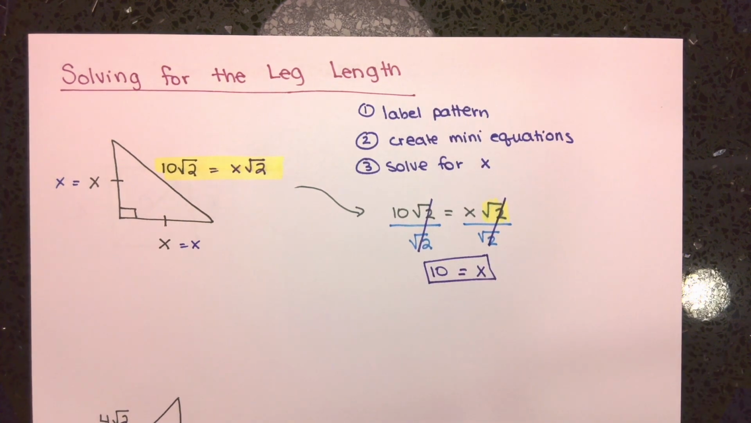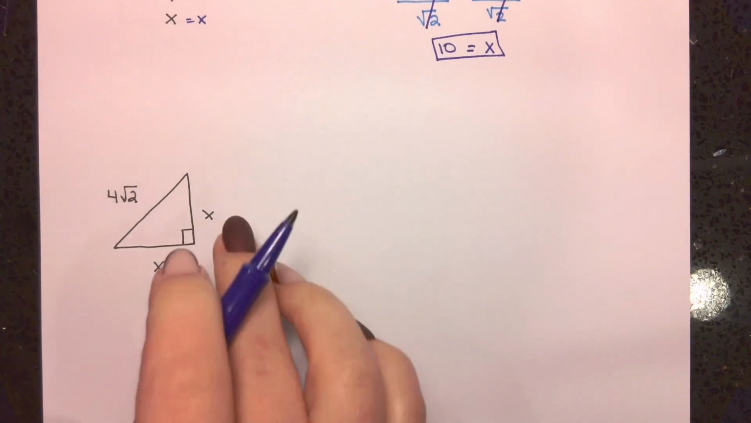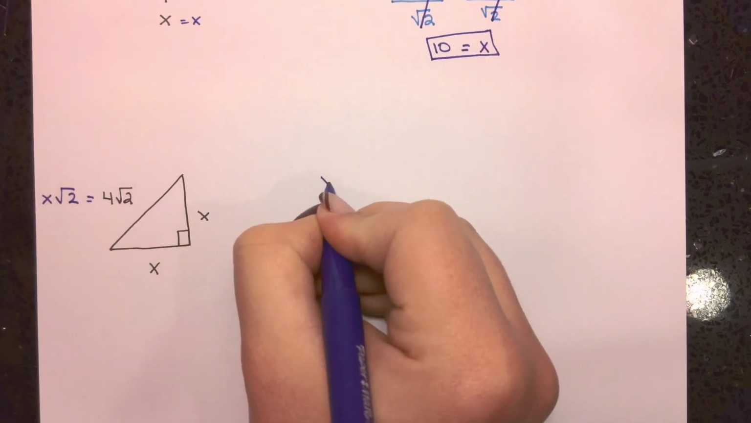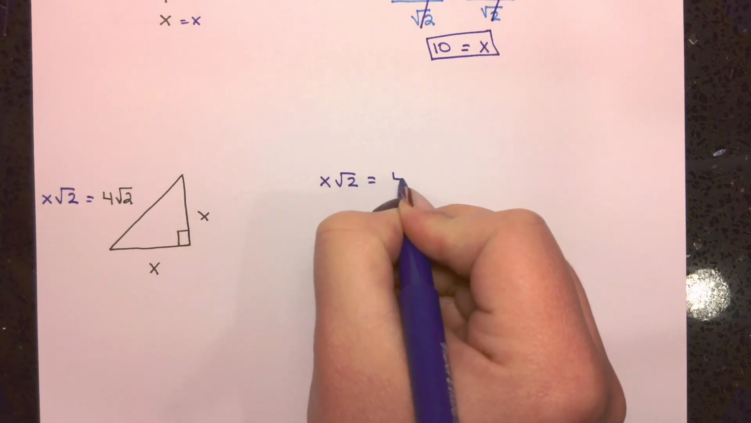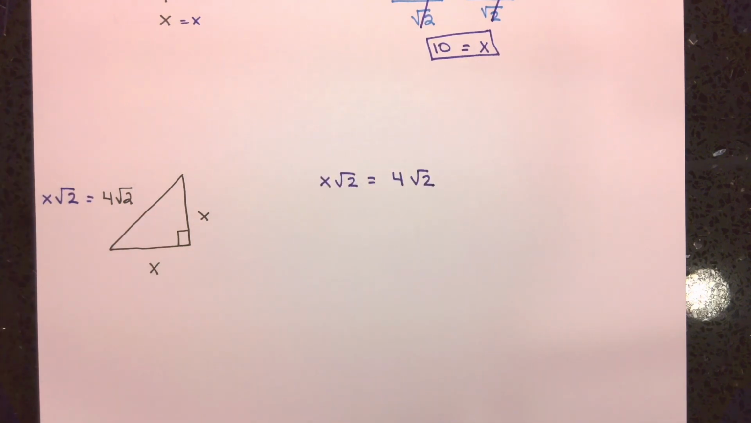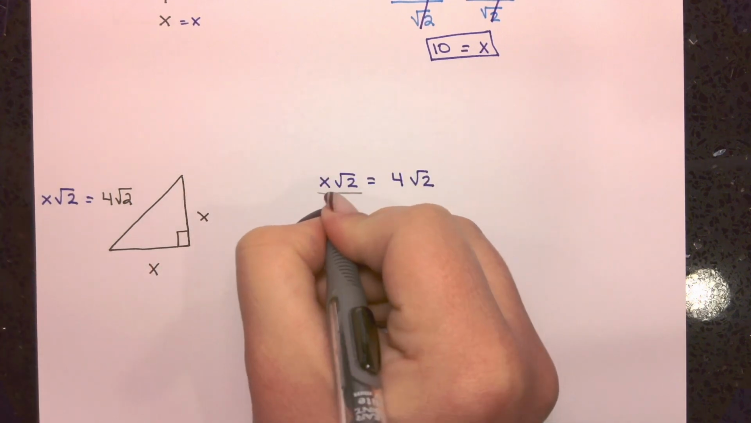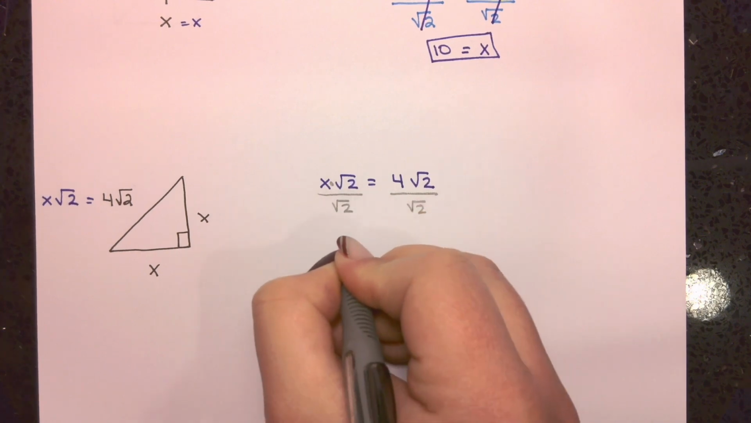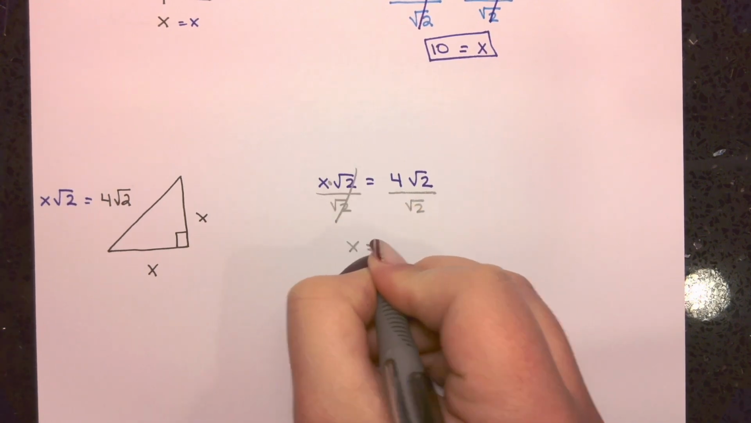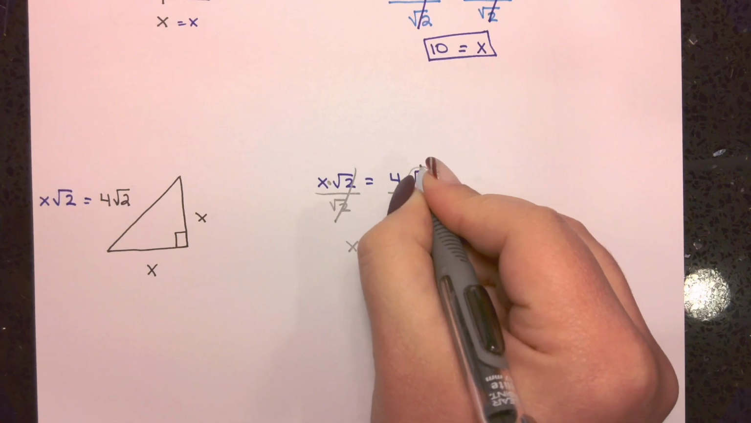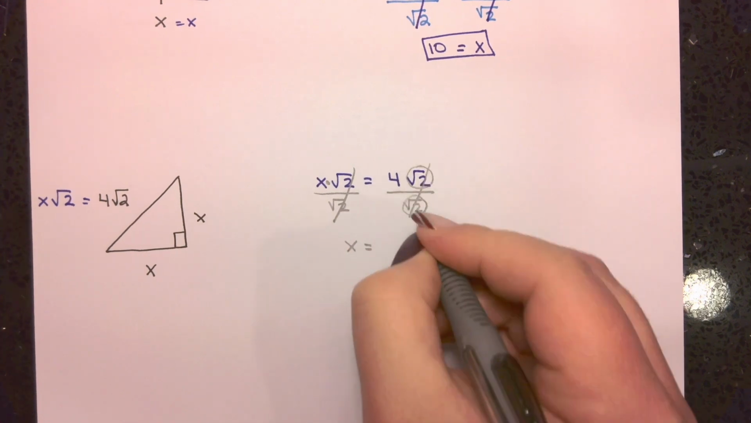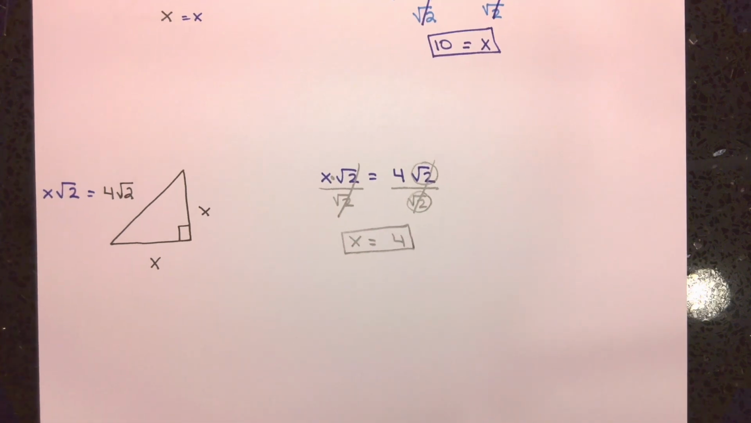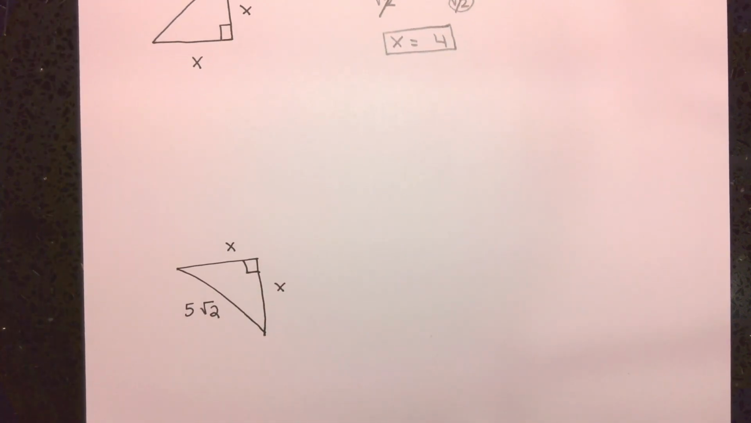Okay, let's try it again. Set up your equation. So x root 2 is equal to 4 root 2. Get into the habit of dividing by whatever's attached to x. So those go away. X is equal to 2 divided by 2 inside the house. Inside the house, that means they go away. And this is 4. Let's go again one last time.